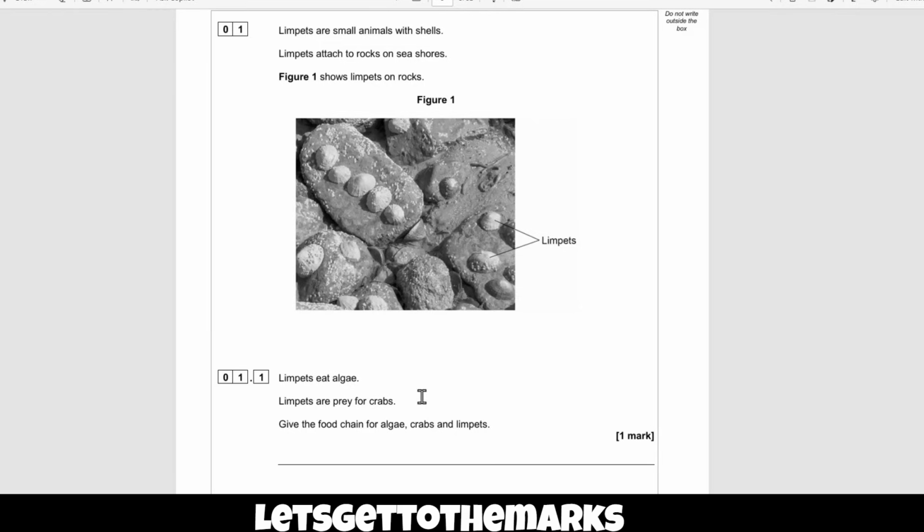So we need to put this in order of a food chain. So what comes first? Well, algae is the producer, so it absorbs the sunlight, does photosynthesis. And then what you're showing is the arrow always goes from what gets eaten into the eater. So the next thing is the limpet, because they tell us that limpets eat algae. And then limpets are prey, meaning they get eaten by crabs. That's going to get you a mark.